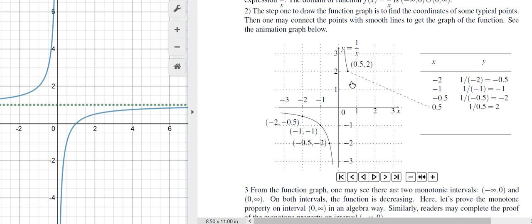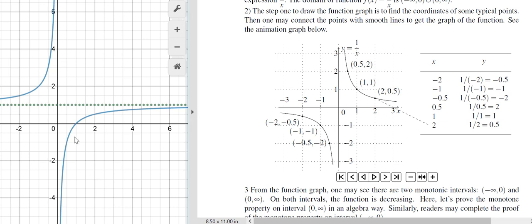Similarly, you can do it for positive 0.5. 1 divided by 0.5 is 2. So that's the point 0.5, 2 here. And then 1, and then 0.5. So basically that's quadrant 1 and quadrant 3. Here is 4 and 2.